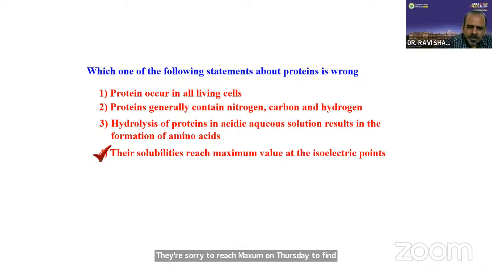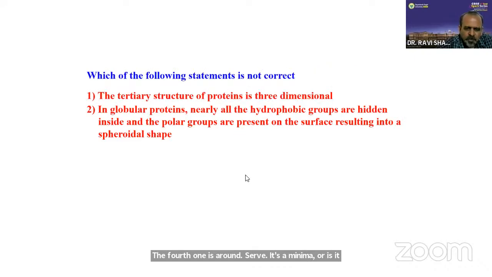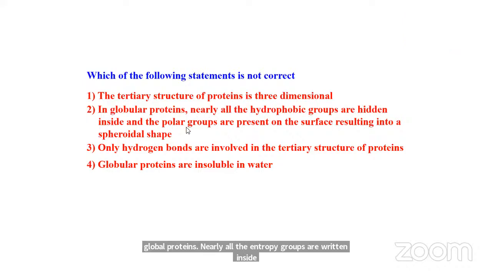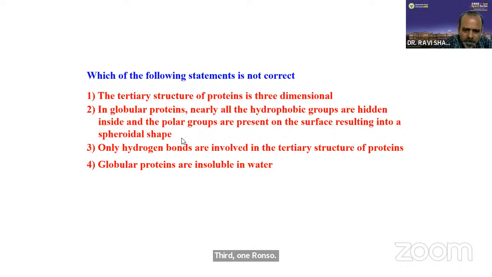The fourth one is wrong, sir. It's a minimum at the isoelectric point. Which of the following statements is not correct? Tertiary structure of protein is three-dimensional. In globular proteins, nearly all the hydrophobic groups are hidden inside. Third one wrong, sir. And polar groups are present on the surface, resulting in spheroid shape. Only hydrogen bond is involved in tertiary structure. Yes, third one is wrong.